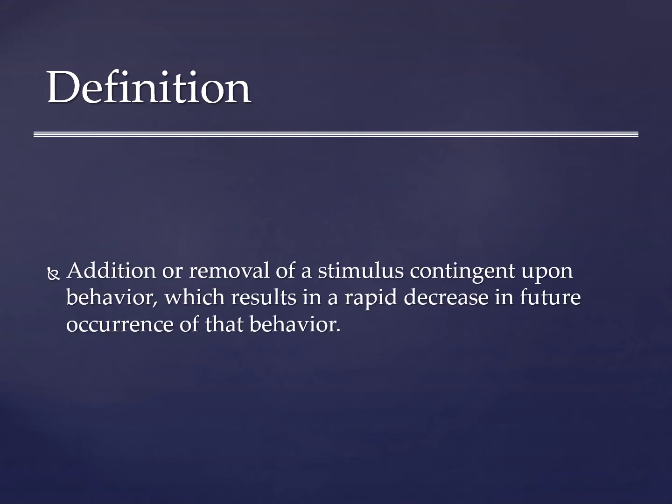The definition of punishment is the addition or removal of a stimulus contingent upon behavior, which results in a rapid decrease in future occurrence of that behavior. The addition of a stimulus is positive punishment, whereas the removal of a stimulus is negative punishment. A couple of types of negative punishment are response cost and timeout.